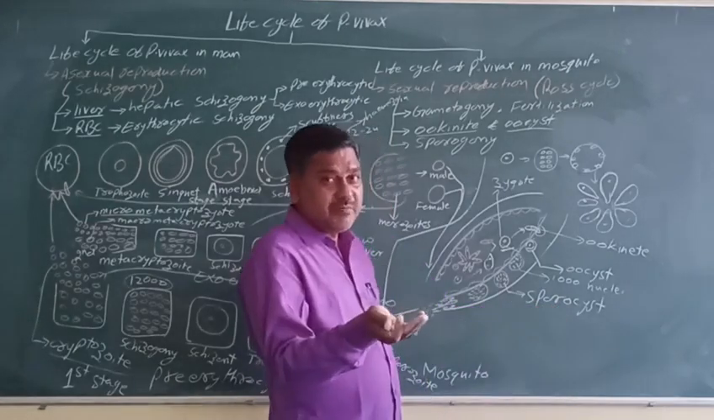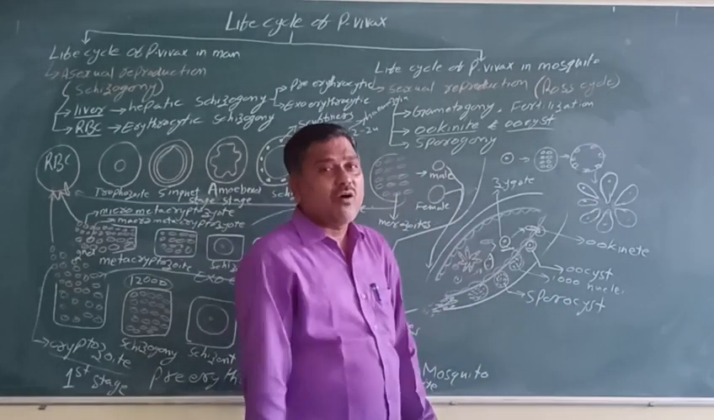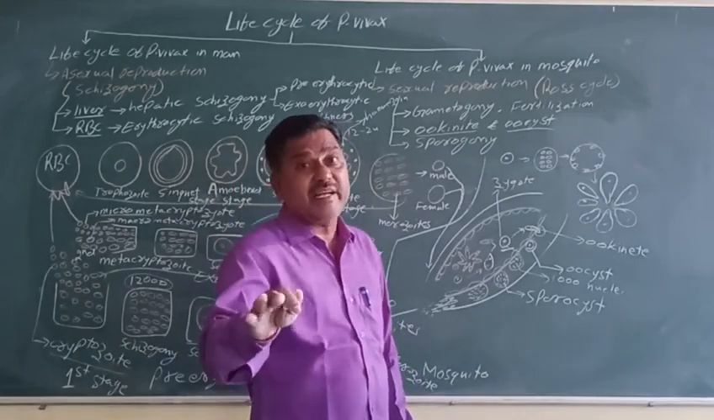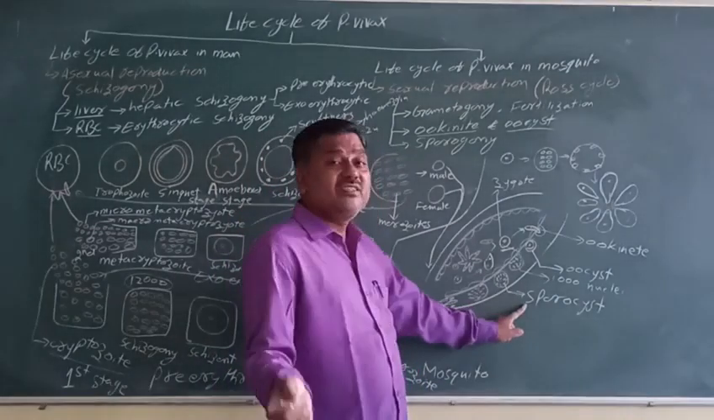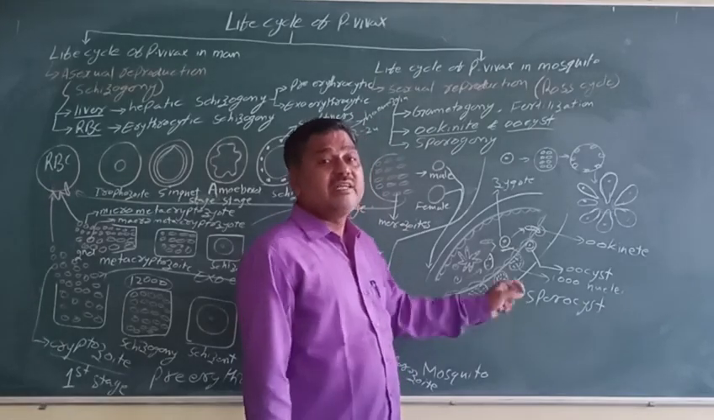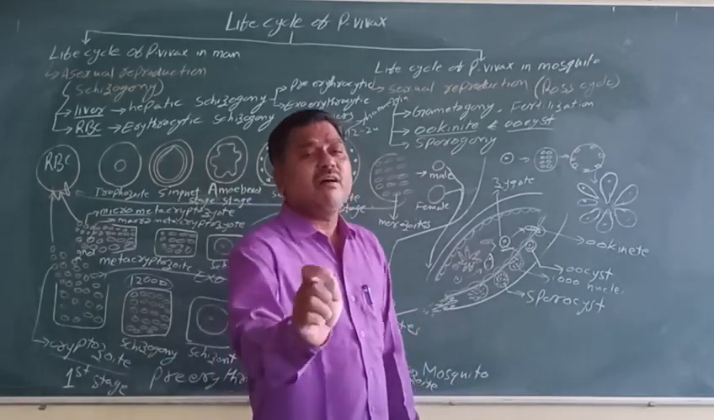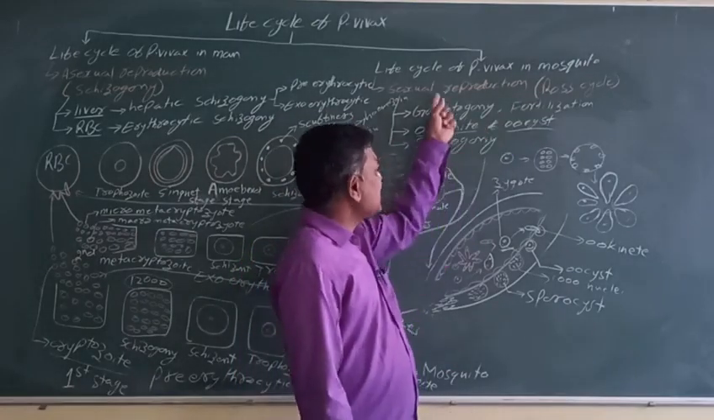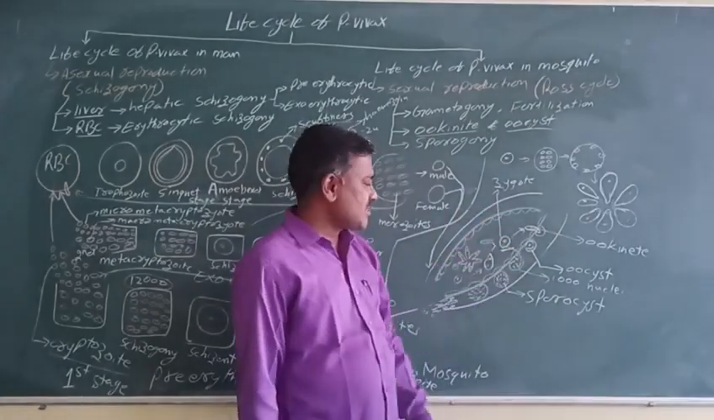On the basement membrane, on the crop wall, there is a formation of nearly 50 to 500 oocysts, and these were discovered by one of the scientists called Ross. That's why this cycle is called the Ross cycle.